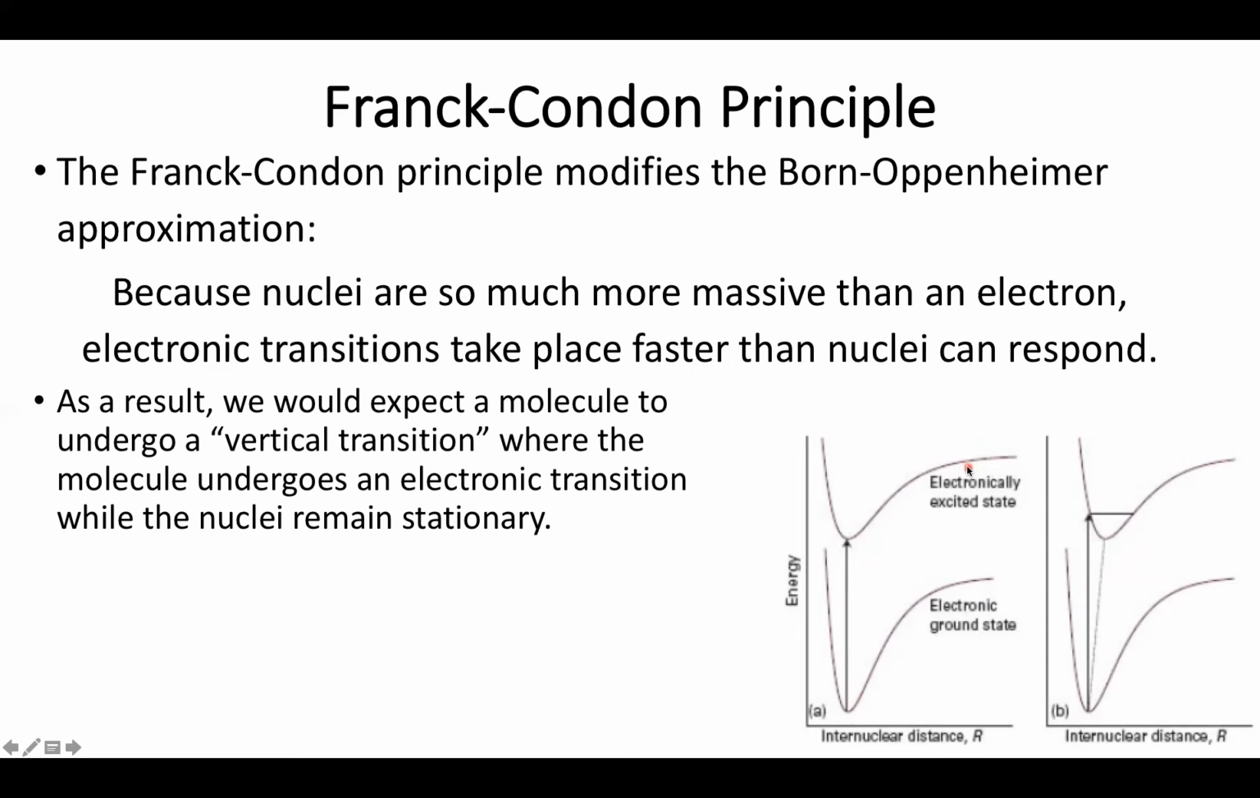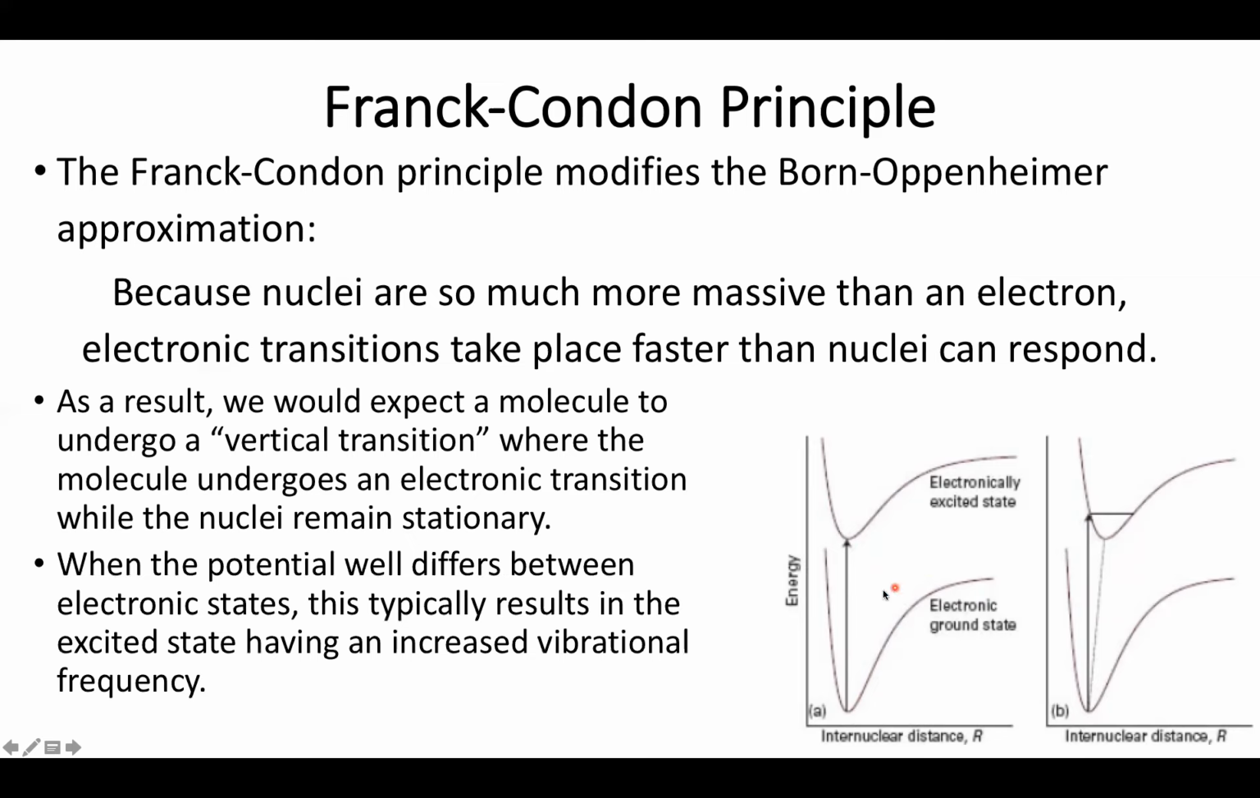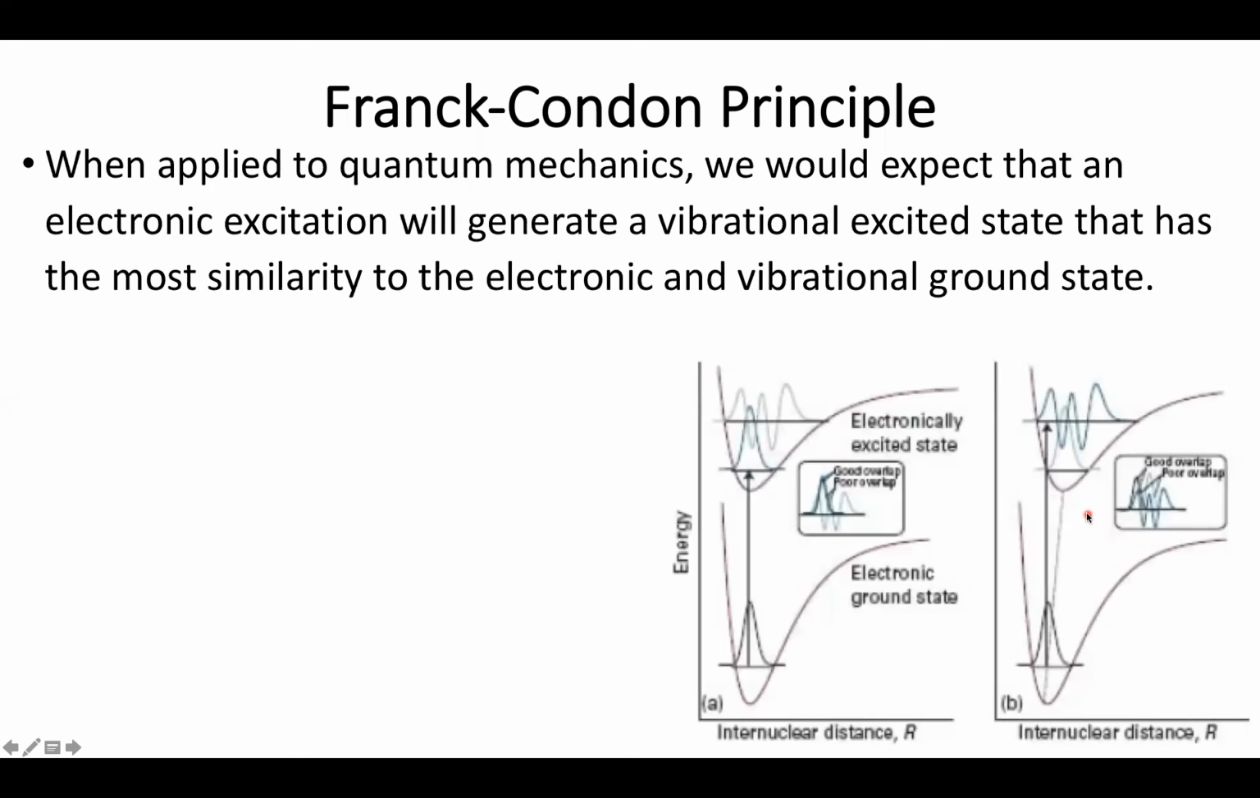Now, if both of my potential wells have the same equilibrium bond length, this is going to be an easy solution. Just move straight from one to the other. However, if the potential wells differ, especially in terms of equilibrium bond length, this means that I'm going to move towards an excited state because my energy isn't going to be at the ground state. It's going to be somewhere higher up.